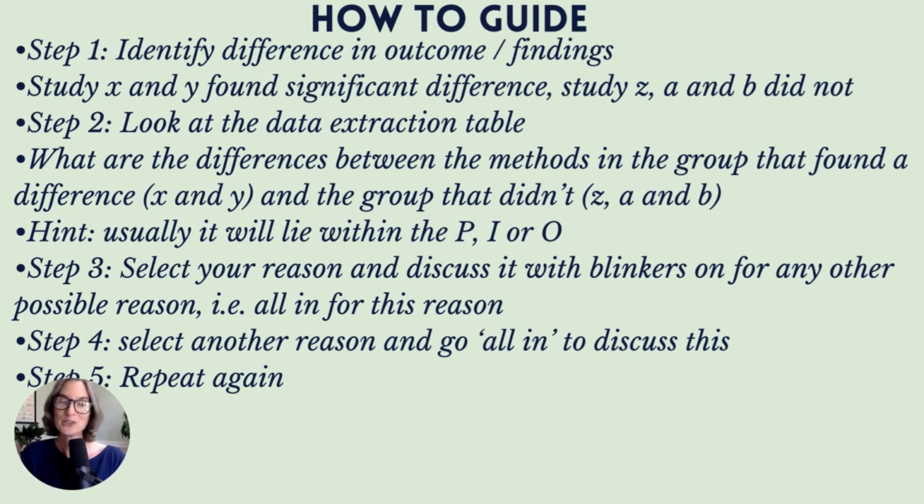Step 3, you're going to select your reason and you're going to discuss with absolute blinkers on. You are going all in for why that's the possible reason that explains that difference. Now, of course, you don't really know why those differences are there. And so if you don't know, you have to write your language quite speculatively because you're making suggestions as to why they may or may not be different based on your understanding of the literature and your clinical background.